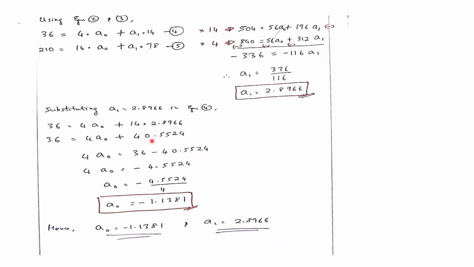So this 40.5524, when you take it to the left side, you see the sign changes. So 36 minus 40.5524, that will give you 4a0 is equal to minus 4.5524, or a0 is equal to minus 4.5524 divided by 4, or a0 is equal to minus 1.1381. So we have calculated a0 here, a1 is already calculated. So finally we can conclude a0 is equal to minus 1.1381 and a1 is equal to 2.8966. So this completes this problem.